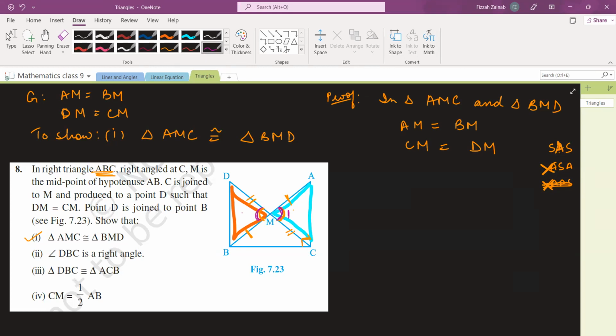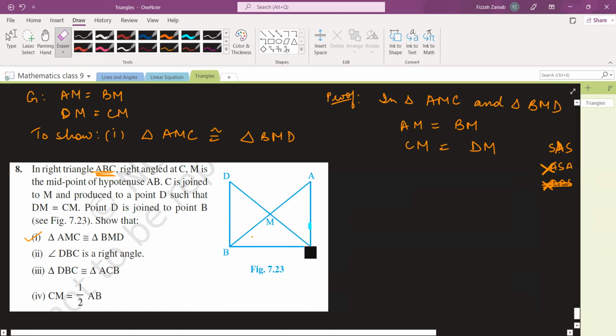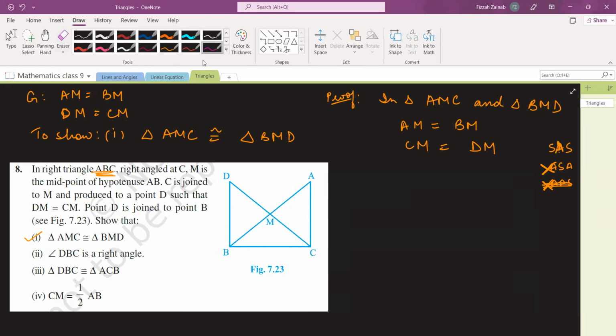If I call it 1, yes ma'am, and 2, why equal? Yes, Zeba. If I name this angle 1 and I name this angle 2, why are they equal? What is the reason? Jaslyn, why are they equal? At least say something. Ma'am, because DM is equal to CM.